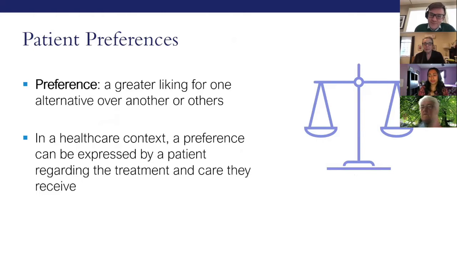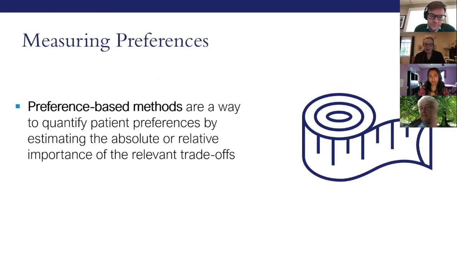So what is a preference? A preference is essentially a greater liking for one alternative over another or others. In a healthcare context, we're talking about preferences typically for treatment or other attributes of the care that people receive. And preference-based methods are a way to quantify, and I think this is really an important distinction, we're really talking about quantifying these trade-offs, preferences for these trade-offs, as opposed to other types of research that look at patient preferences, like qualitative research or other types of surveys. Okay.